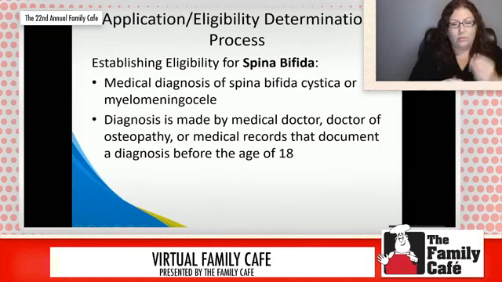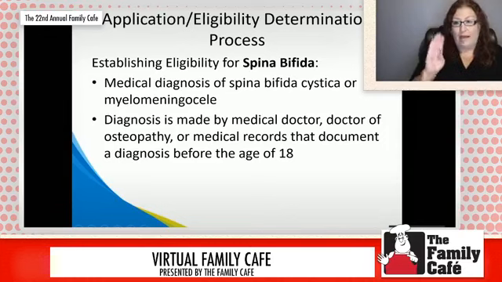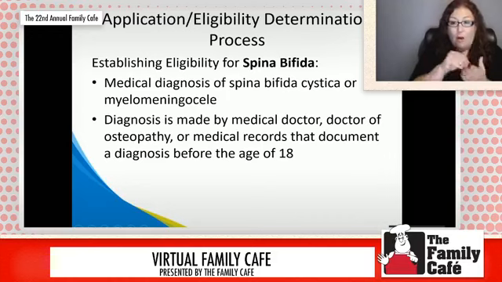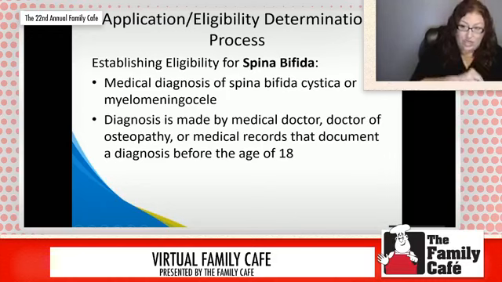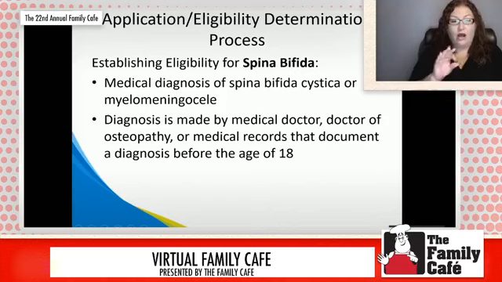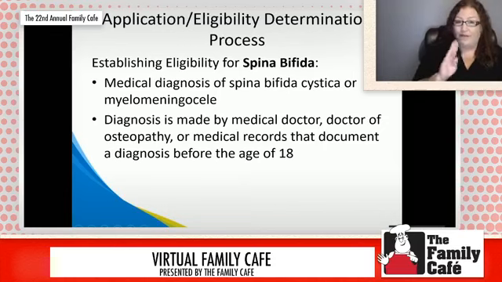Establishing eligibility for spina bifida. Individuals with spina bifida have a medical diagnosis of spina bifida cystica or myelomeningocele. Diagnosis is confirmed by written documentation from either a medical doctor, doctor of osteopathy, or medical records that document a diagnosis of spina bifida cystica or myelomeningocele before the age of 18. Individuals with spina bifida occulta are not eligible to receive APD services.